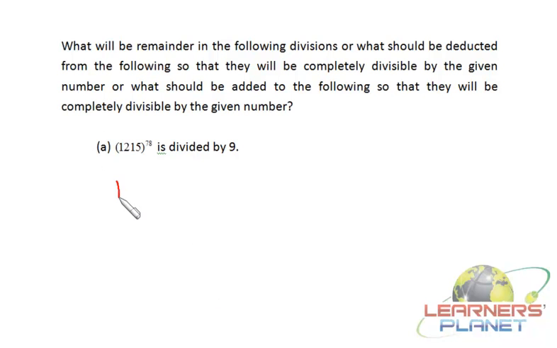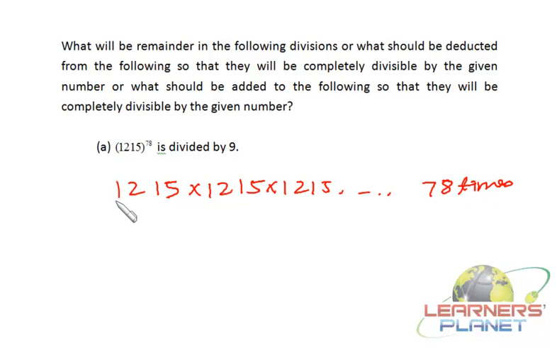Now 1215 into 1215 into 1215, 78 times. That means in each and every case, whatever is the remainder, the remainders will be multiplied as in the previous case. Then we have to find out the final remainder. Now let's begin. What will be the remainder if 1215 is divided by 9? Let's see. It's 1 plus 2, that is 3, plus 1 is 4, plus 5 is 9. Oh, this 1215 is already a multiple of 9.